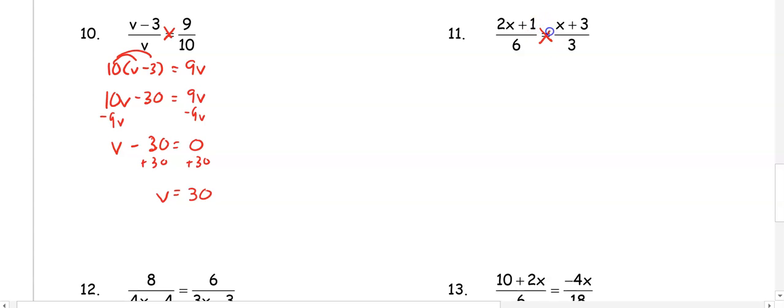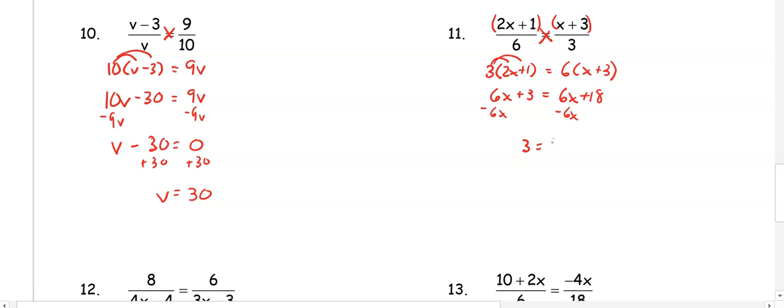In number 11, when we cross multiply, we have 3 times parentheses 2x plus 1 is equal to 6 times parentheses x plus 3. When we distribute on the left-hand side, we get 6x plus 3. When we distribute on the right-hand side, we get 6x plus 18. Notice that they both have a 6x, so we're going to subtract 6x from both sides, and we are left with 3 is equal to 18, which is not true. This is a no solution.